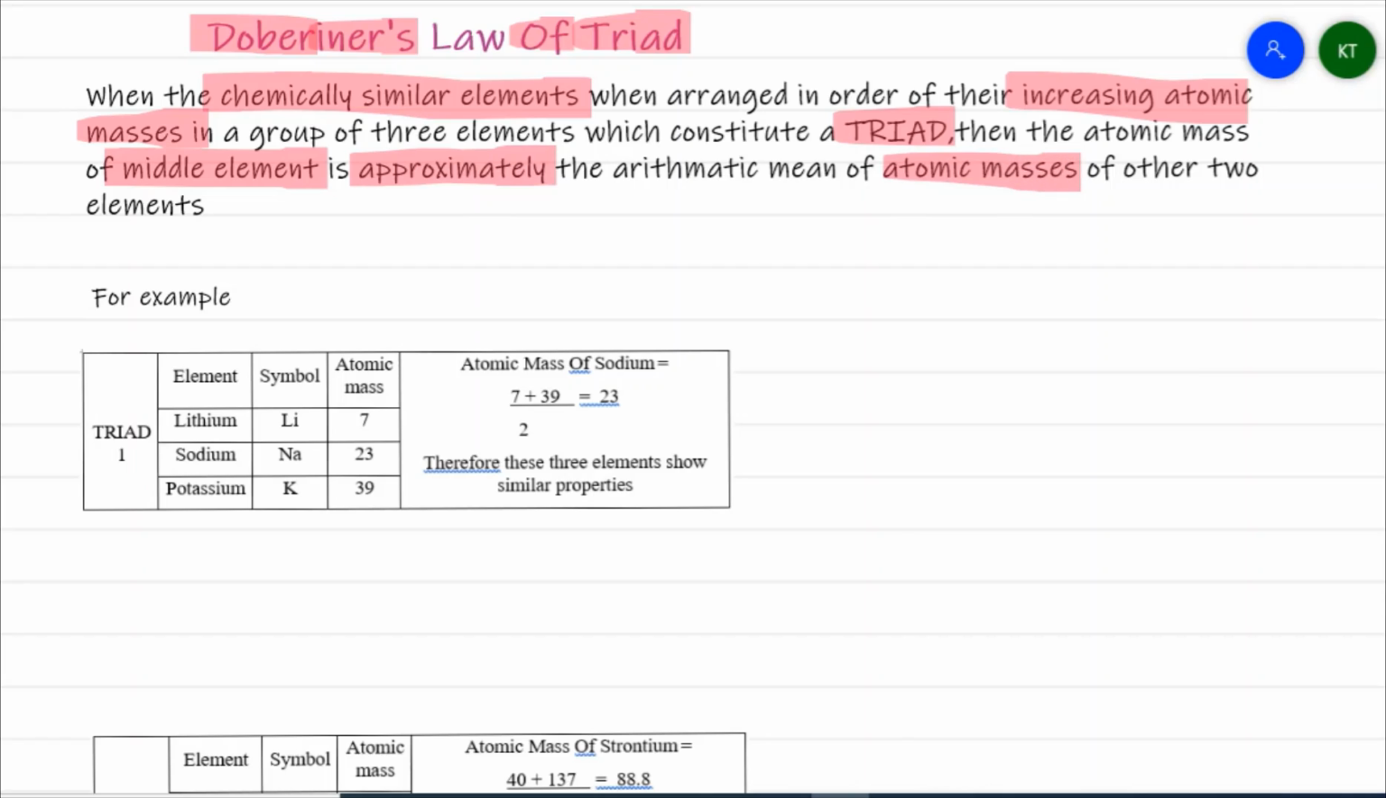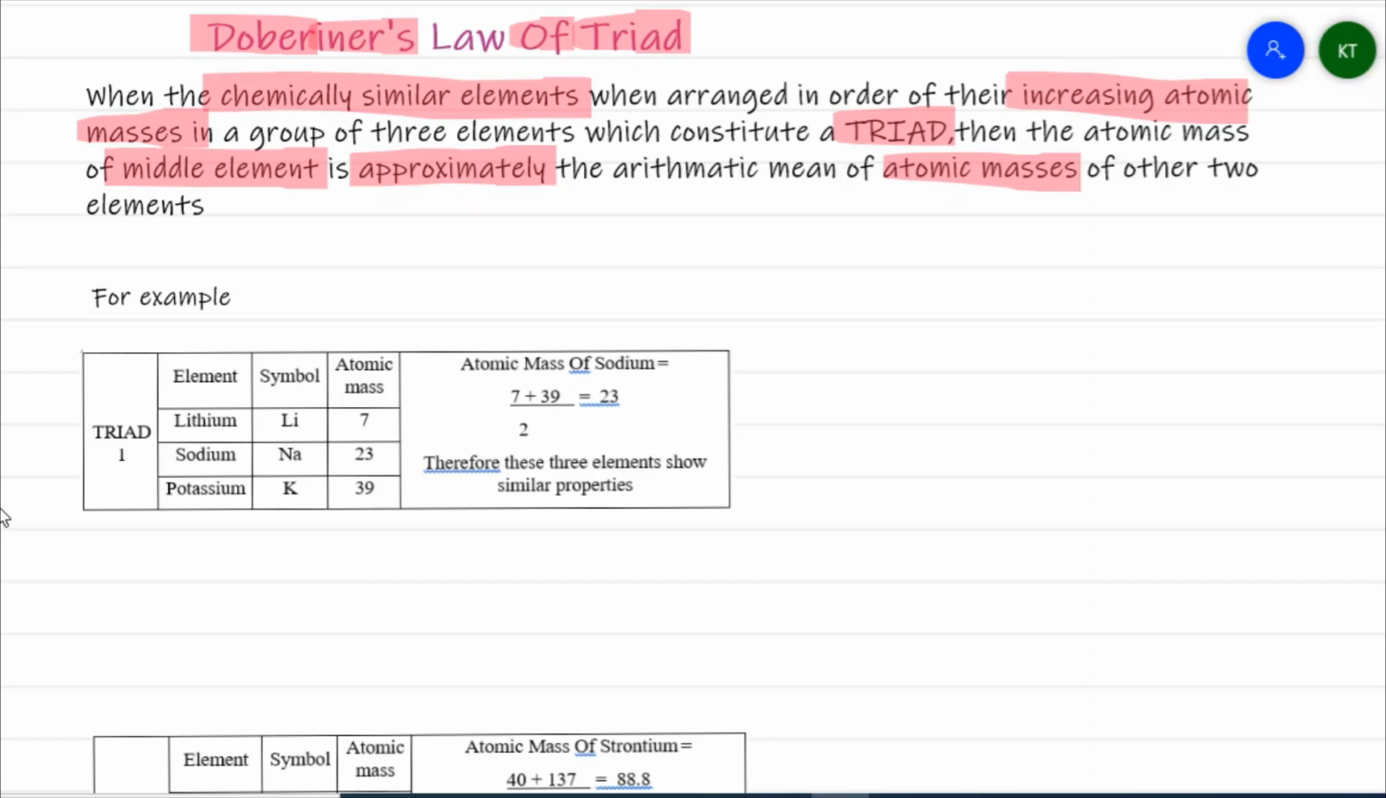So I have three elements which are chemically similar, arranged in increasing order of their atomic masses, which makes one triad. In that triad, the atomic mass of the middle element is approximately the arithmetic mean of the atomic masses of the remaining two elements. Let me take an example to illustrate this. I have the first triad with three elements: lithium, sodium, potassium.